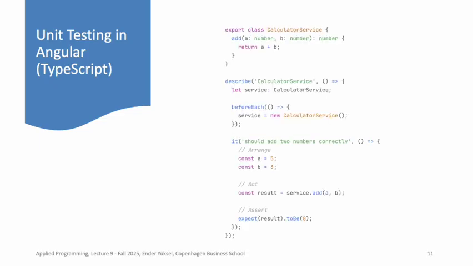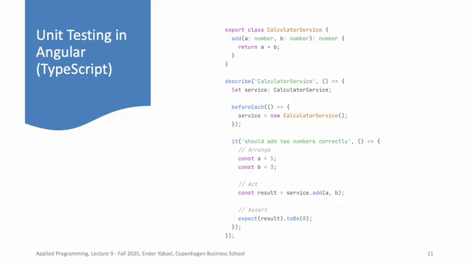Let's look at the Angular side now. Angular uses Jasmine as its testing framework and Karma as its test runner. Don't worry about these names, they are just tools. Jasmine provides the testing structure and Karma runs the tests in a browser. The structure is very similar to our C# example, but with JavaScript, actually TypeScript syntax. Let me break this down.